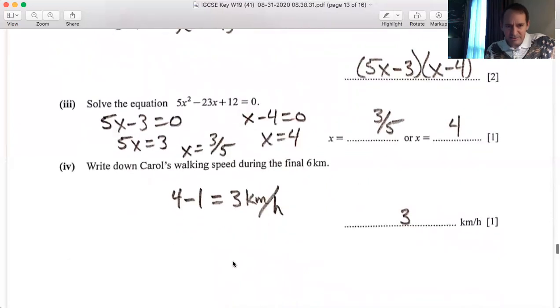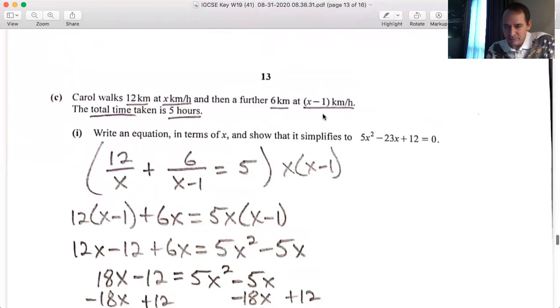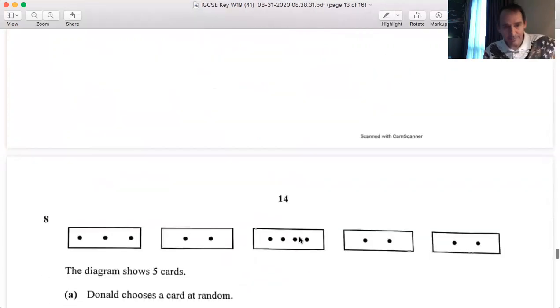Now it asks us for the walking speed during the final 6 kilometers. Notice the final 6 kilometers was x minus 1. So how do we know to use the 4 and not the 3/5? Well, if you use the 3/5, you're going to end up with a negative velocity, which means she's walking backwards or heading in the opposite direction. So that doesn't really make sense. So 4 will be the correct value. 4 minus 1 is walking at 3 kilometers per hour.